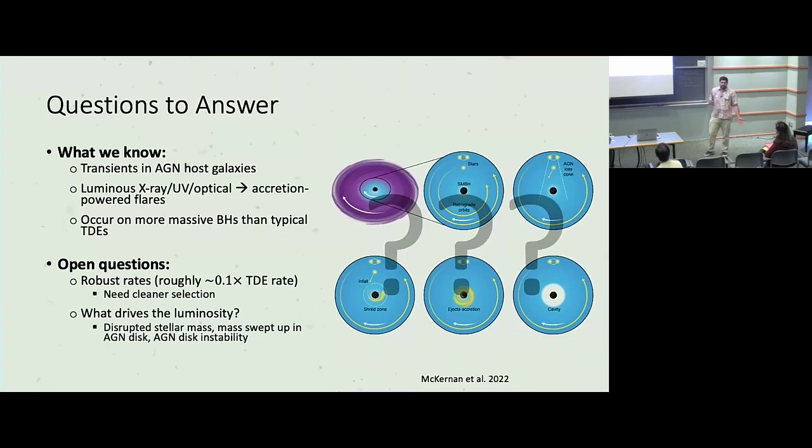Or perhaps they're not TDEs at all, and we're just seeing some sort of AGN disk instability that we're now sensitive to with these long baseline and high cadence optical surveys. And so, of course, this is the key question that we really need to answer to understand: what are ANTs, and how do they fit into this picture of nuclear transients more broadly, but the comparison to TDEs.